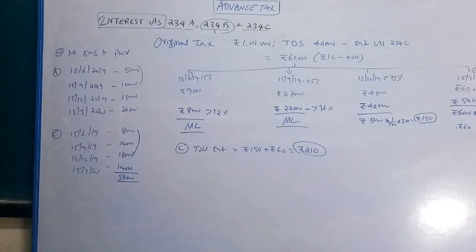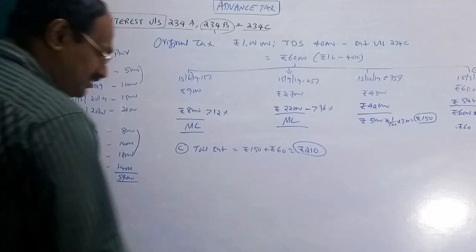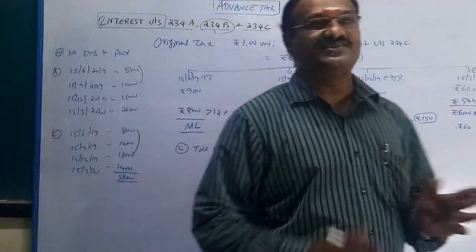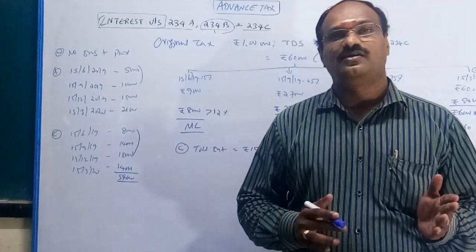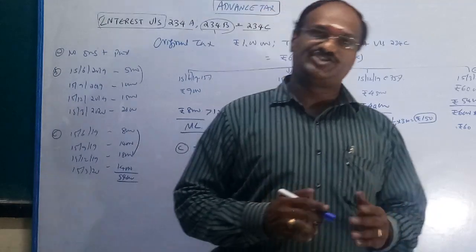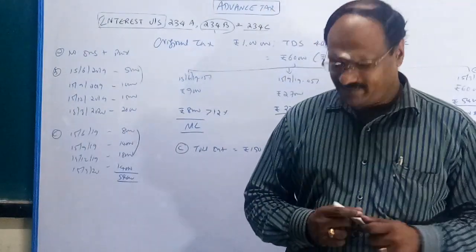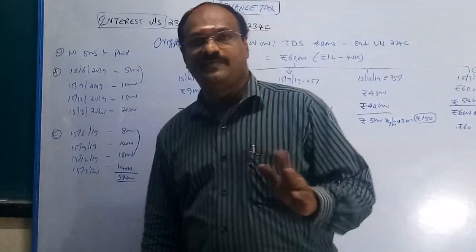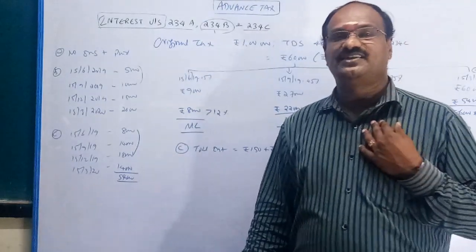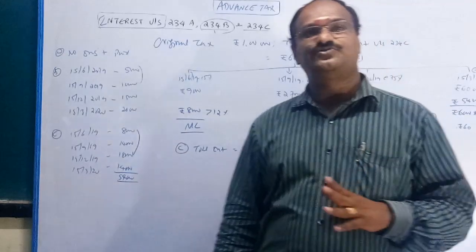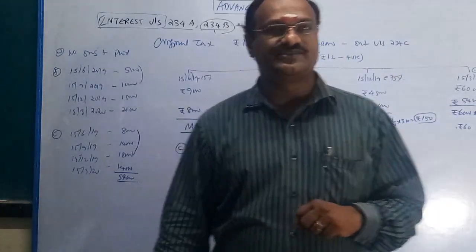That's all. With this, we are concluding advance tax. What is advance tax? Any tax paid before 31st March of the previous year. In our case, the previous year is 2019-20, so tax paid before 31st March 2020 is your advance tax.